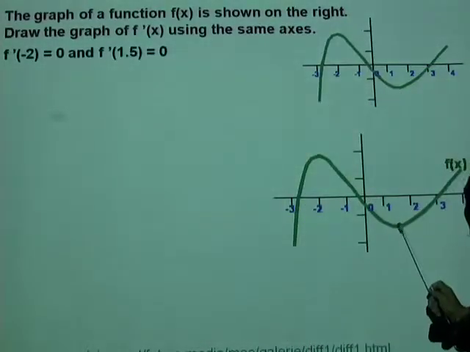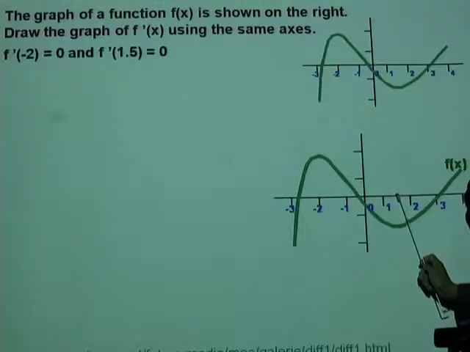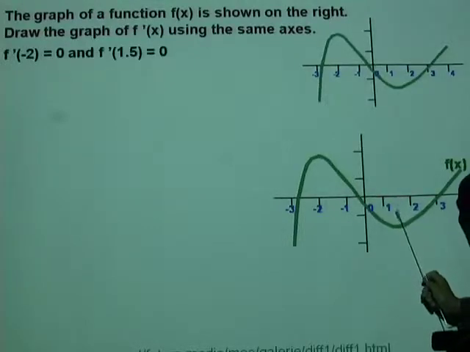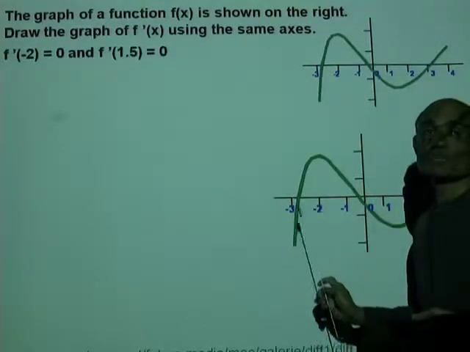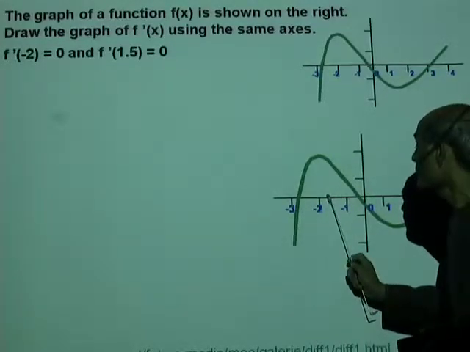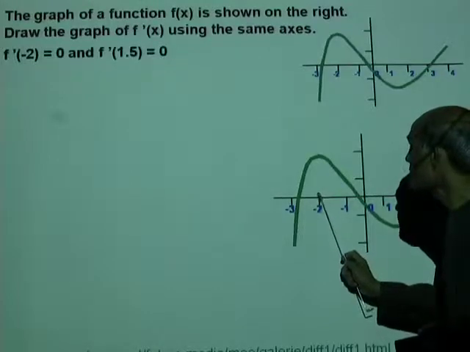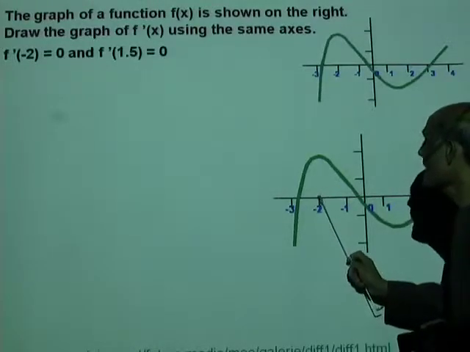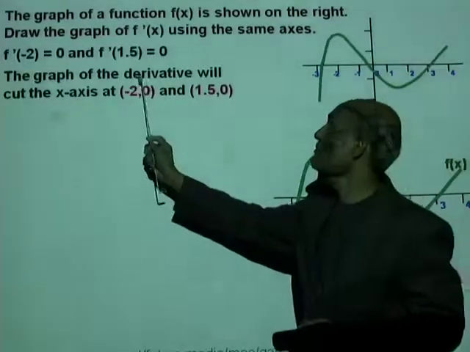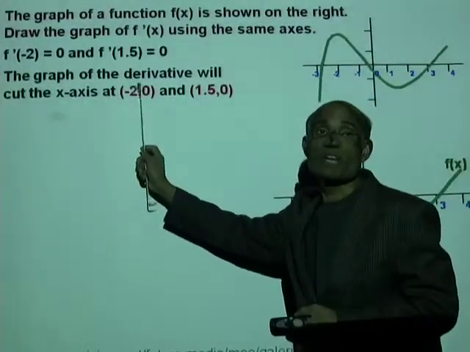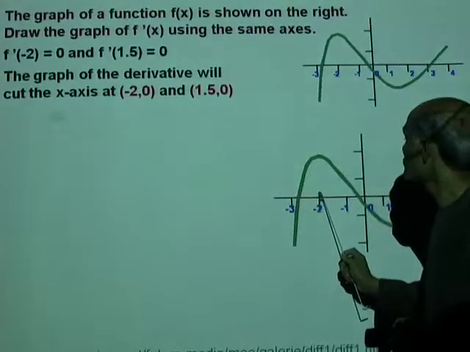And f prime of 1.5. This is x equal to 1.5, and there is a minimum corresponding to that. The derivative there also is 0. That means the graph of the derivative will cut the x-axis at -2 and 1.5. The graph of the derivative will cut the x-axis at (-2, 0).